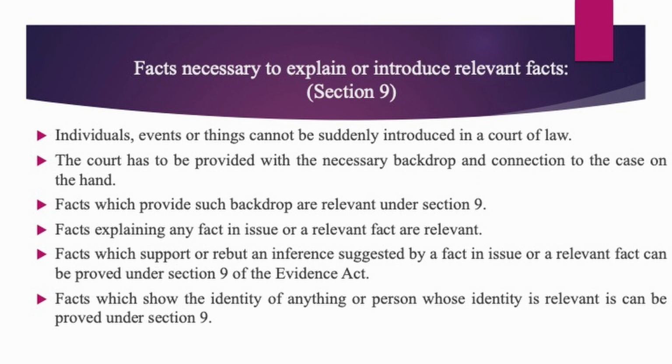Facts which show the identity of anything or person whose identity is relevant are provable under Section 9. In case of theft, when the stolen property is recovered, the identity of such stolen property is required to be established. So also, in the case of murder, the identity of the weapon with which the murder was committed is to be established. Facts which prove the identity of these objects are relevant under Section 9.